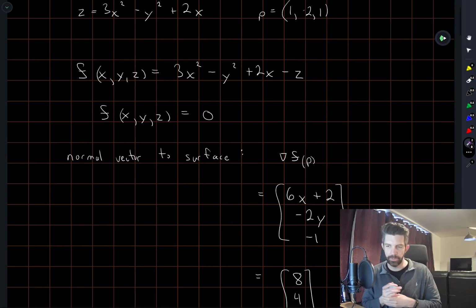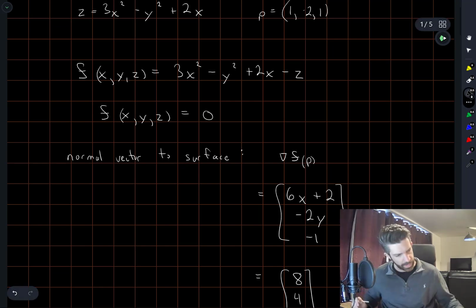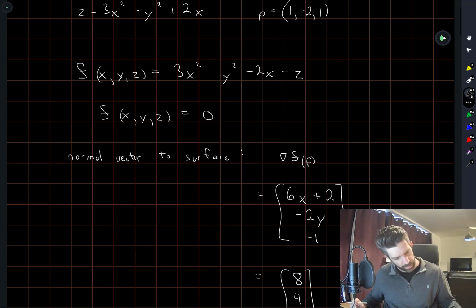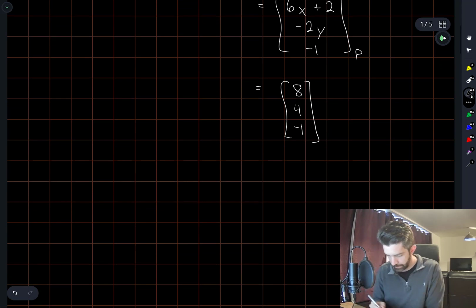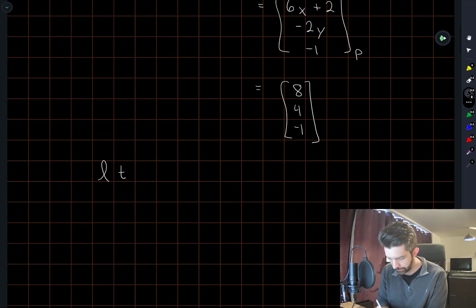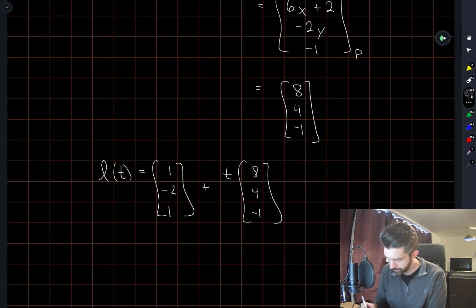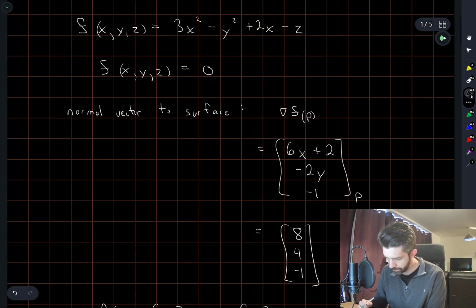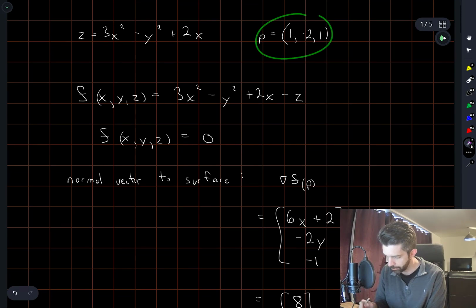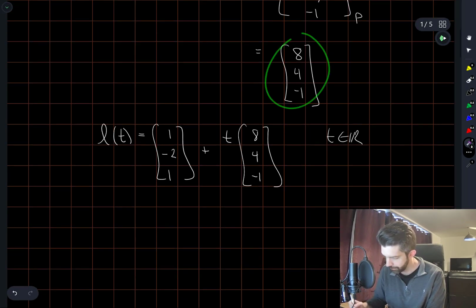And if we have the normal vector to the surface, there's also a way of parameterizing pretty easily the linear equation which defines the tangent plane. So we're asked for an equation of the normal line. An equation for the normal line, I'll write this as L(t) is equal to the point P, (1, -2, 1), plus a parameter t times (8, 4, -1), where t is any real number. So that'll give us a line through this point with this direction vector.